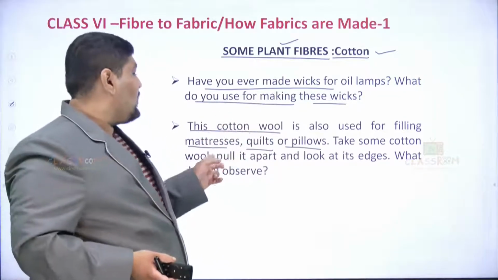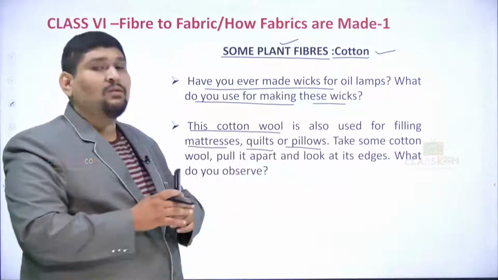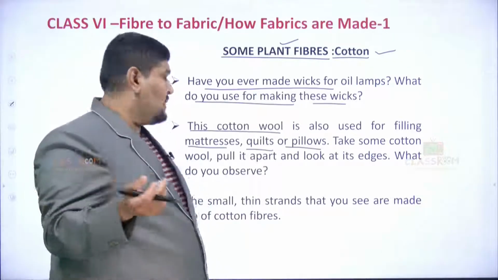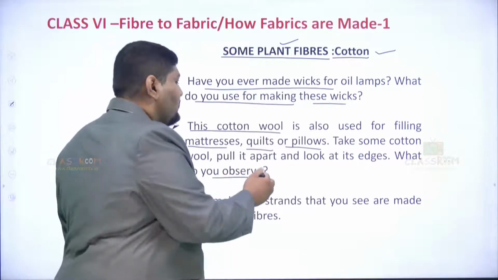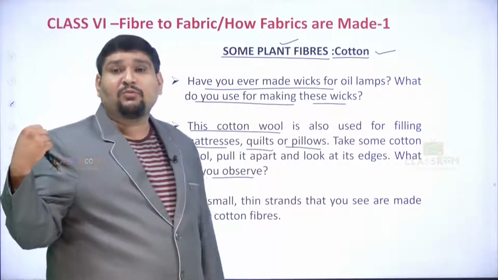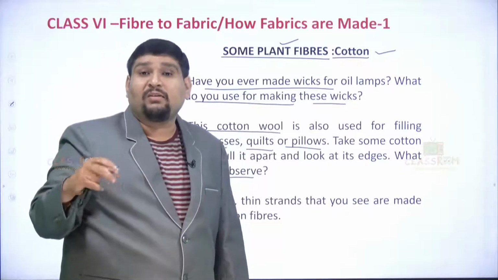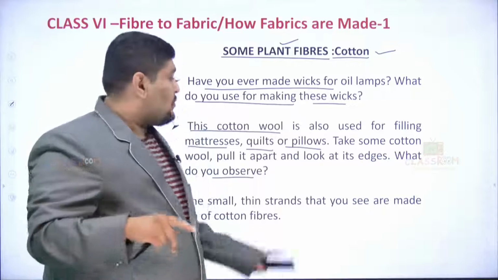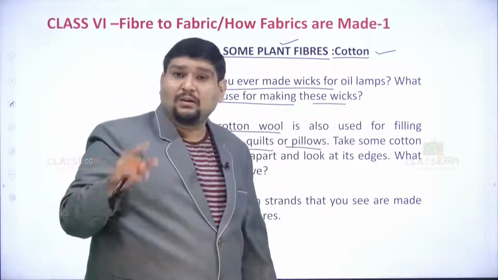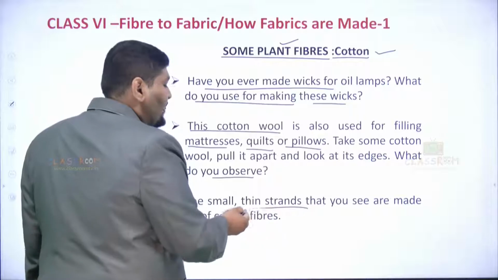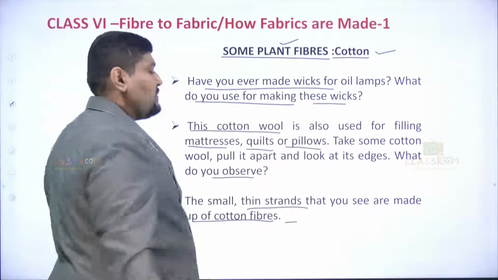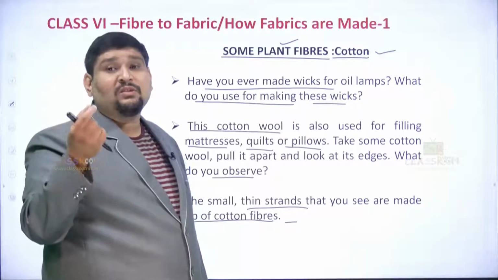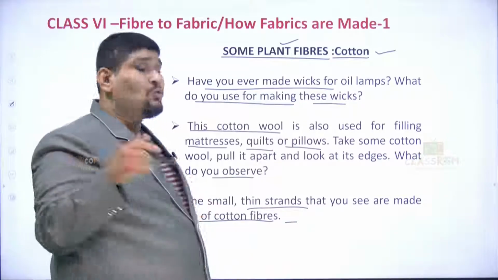Now take some cotton wool, put it apart and look at its edges. What are you going to observe? If you take any piece of cotton wool and try to pull one end of its edge, as we were doing when we talked about yarn and thread-like structures, you can do so in the case of cotton wool also. The small thin strands that you see, those thread-like structures, are made up of cotton fibers only.